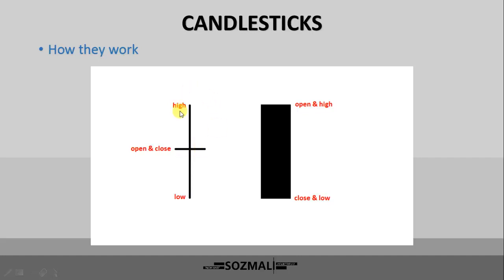So what you can deduce from this is that the price opened up here, it went up, that's as high as it reached. When it went down, that's as low as it reached. But in the end, it closed exactly where it started. Simple as that, nothing special. Candlesticks are really easy to explain. You could explain this literally to a 3-year-old.